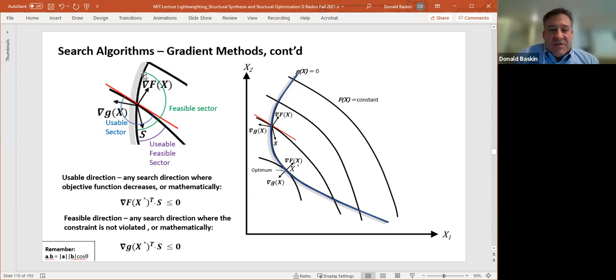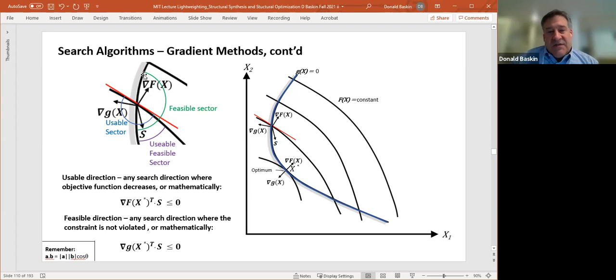So this is useful to us because then we can mathematically define that the dot product of the transpose of the gradient times the search direction has to be less than or equal to 0. And this is because the dot product is the product of the magnitudes of the two vectors times the cosine of the angle between them. And cosine is negative between 90 and 270 degrees. So it's very convenient to say, okay, the usable region is any place where the dot product of the gradient of f of x and s is less than or equal to 0.